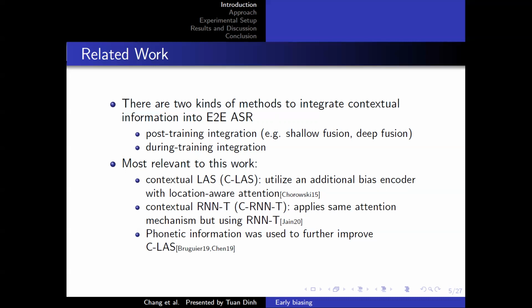Another work is contextual RNNT. It applies a similar mechanism, but using the RNNT. Moreover, phonetic information was also investigated to further improve CLAS.